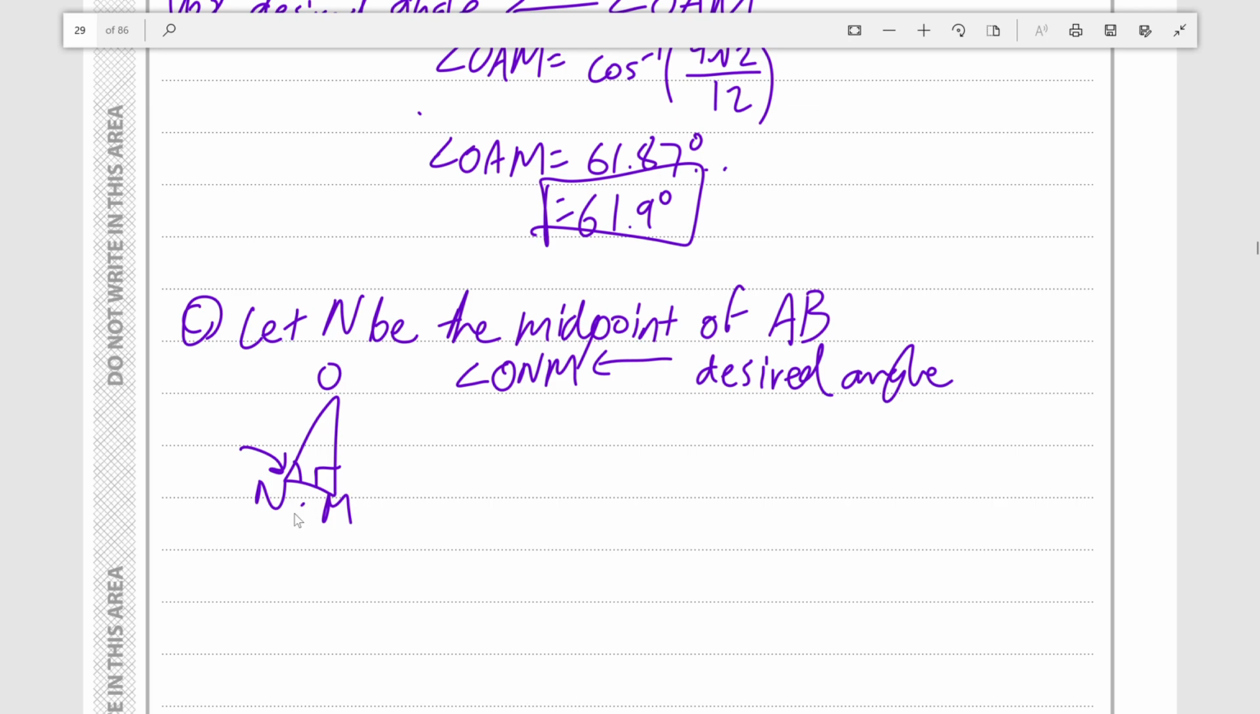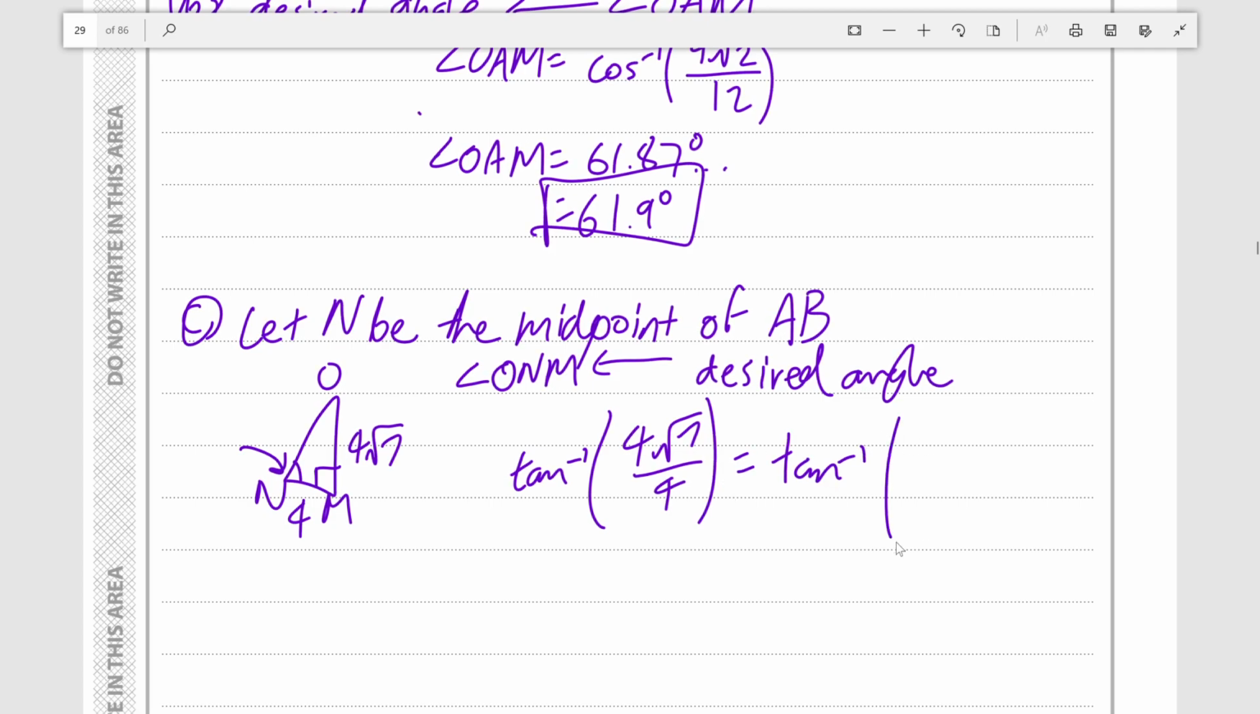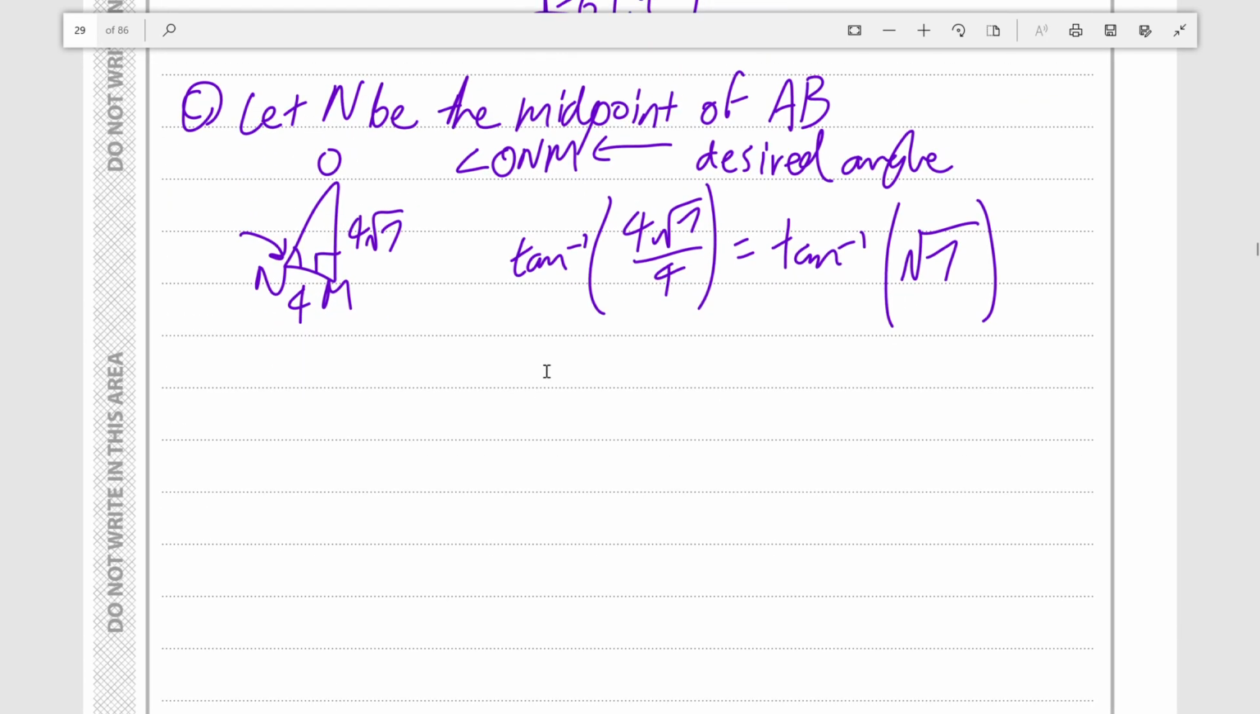And we know that NM is 4 because it's half the way across the square. OM is 4 root 7 because it is h. And this is enough information to work out what angle this is because we can use the inverse tangent function. So tangent is opposite over adjacent. You can use tan -1 of 4 root 7 over 4, which is just equal to inverse tan of root 7 to find the angle ONM.